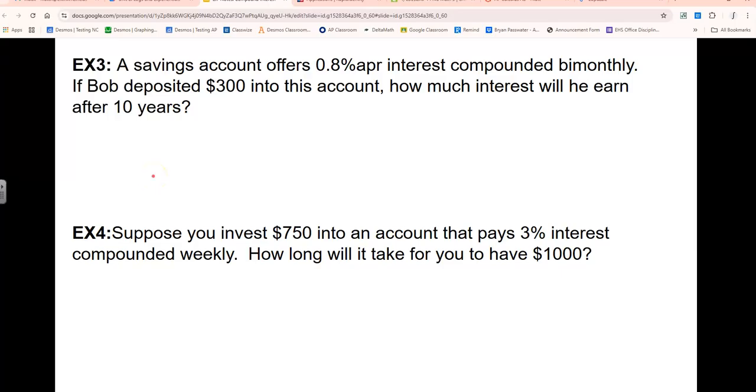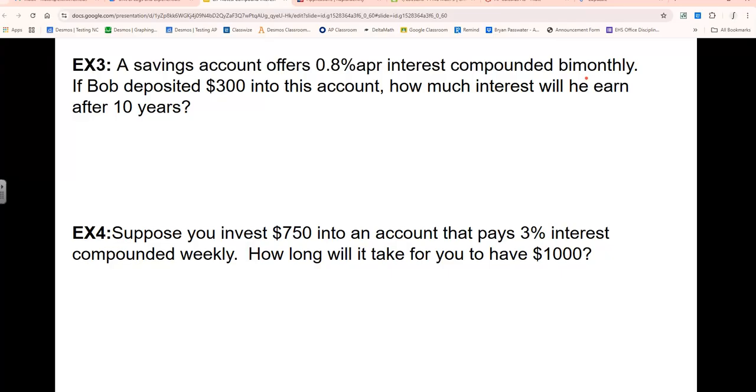All right, this one is a realistic problem. 0.8% on your savings account. This is realistic. You can get 0.8% on your savings account. So Bob is depositing $300 into this account. Interest is compounded bi-monthly.